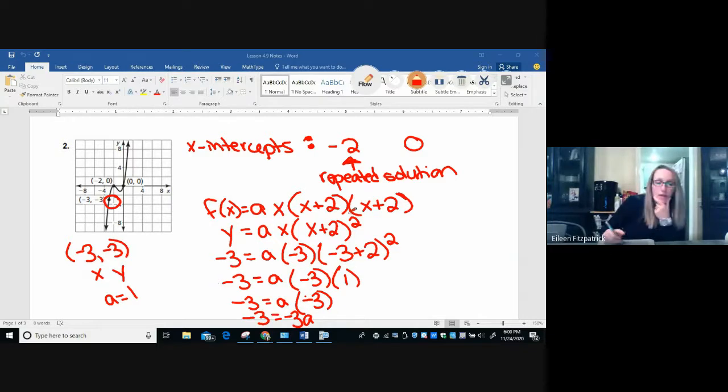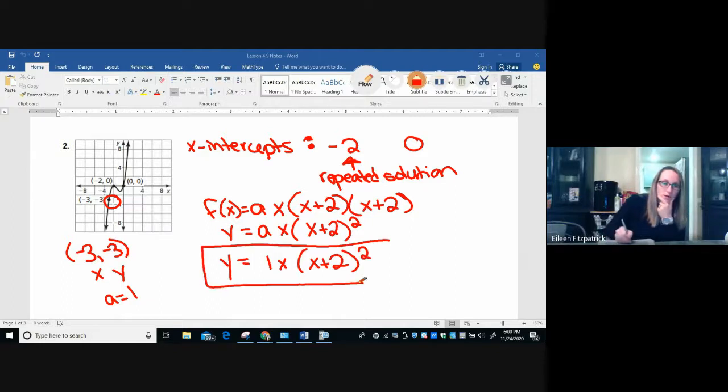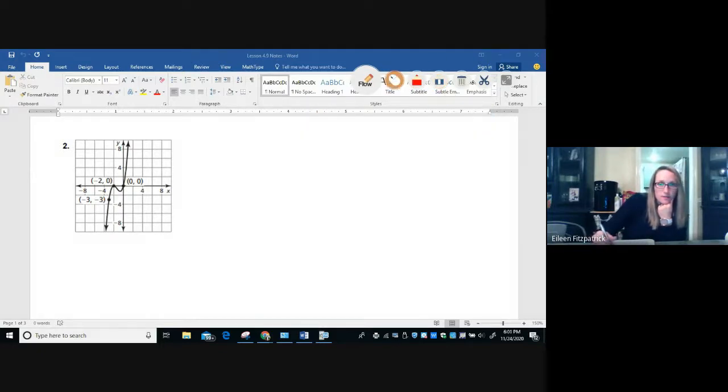All right. Okay, so now I can erase all this now that I know what the a value is. And I have y is equal to 1x, x plus 2 squared. And again, you don't have to write that 1. If your a is 1, it's not even necessary. Okay. All right. Let's go down.